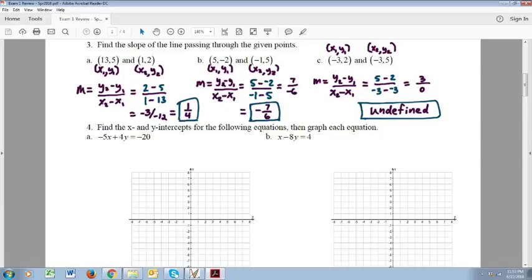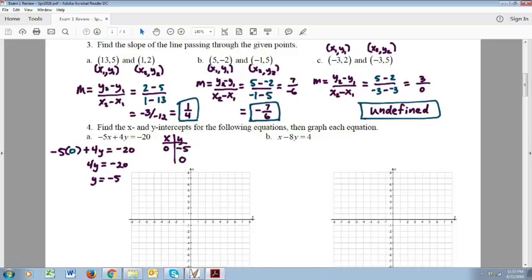All right, number 4. To find x and y intercepts, we're either letting x be 0 or y be 0. So I always make a little table. Let's choose x to be 0, which means we're finding the y-intercept. So let's plug 0 into our equation. And negative 5 times 0 is just 0. And 0 plus 4y is 4y. And now we're going to get negative 5 when we solve that. And so 0, negative 5 is on the graph.